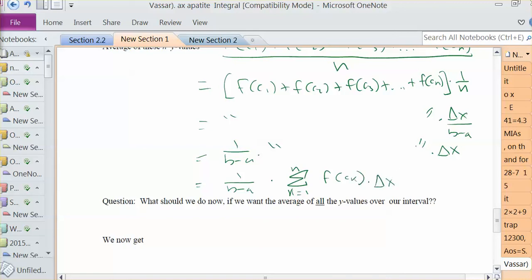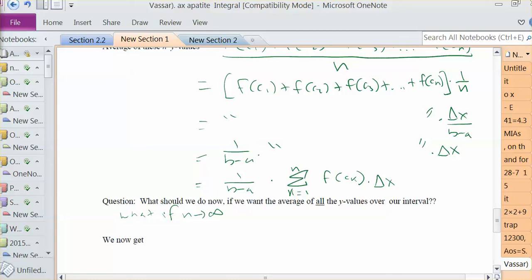Now, what if I assume that n's approaching infinity? We have an infinite amount of intervals, right? So we make basically our intervals super thin.